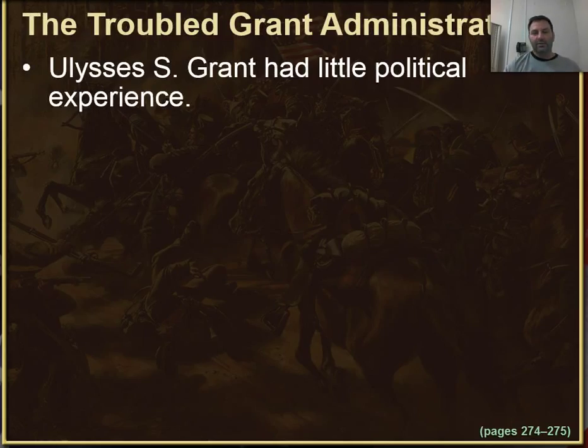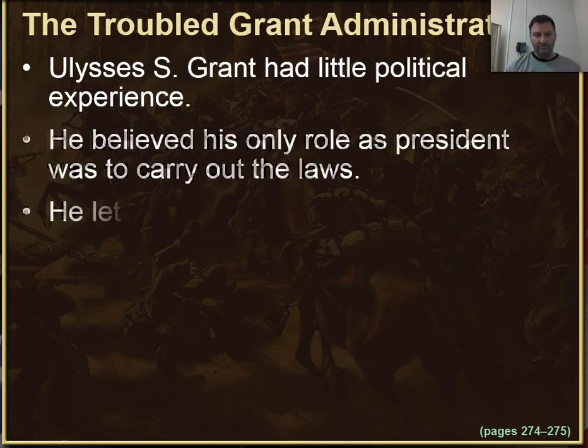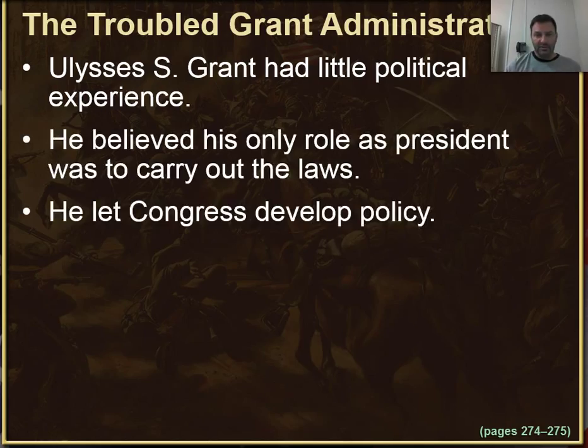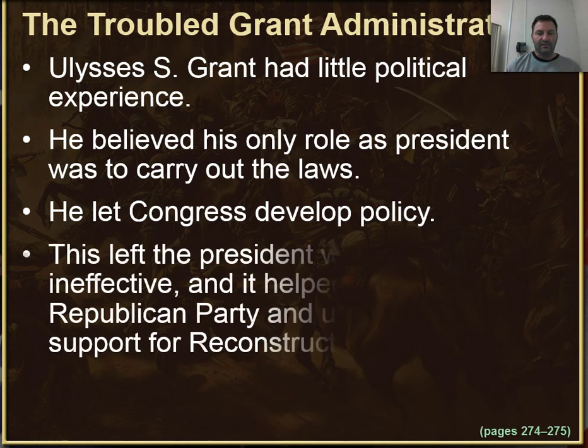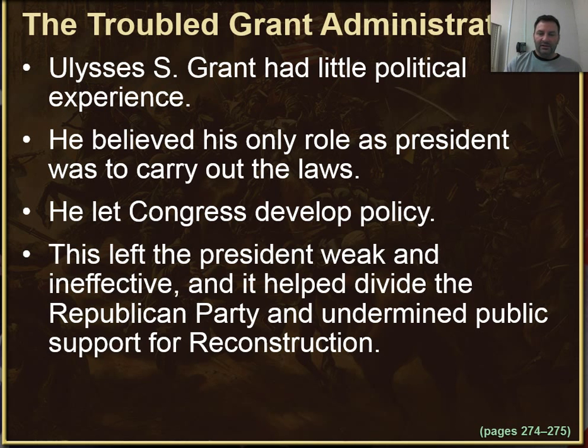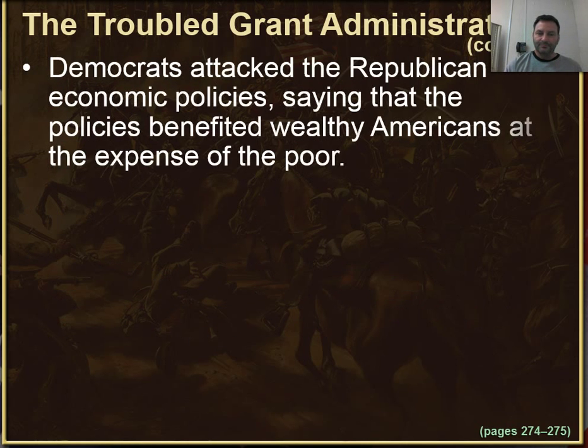Ulysses S. Grant had little political experience, and he was a drunk. He believed that his only role as president was to carry out the laws, so he let Congress develop policy. This left the president weak and ineffective, and it helped divide the Republican Party and undermine the public support for Reconstruction. Democrats attacked the Republican economic policies, saying that the policies benefited wealthy Americans at the expense of the poor.